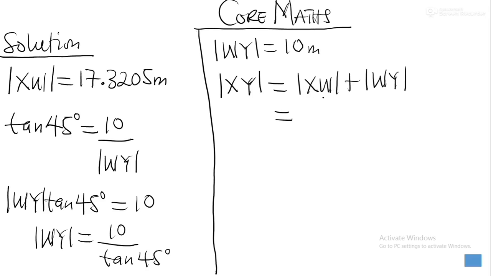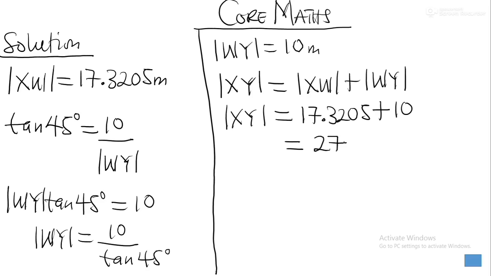Okay, so we calculated for XW and we had 17.3205, plus our WY, we got 10. So putting these two together, we are going to have 27.3205. I hope you are following. Good. 27.3205 meters.